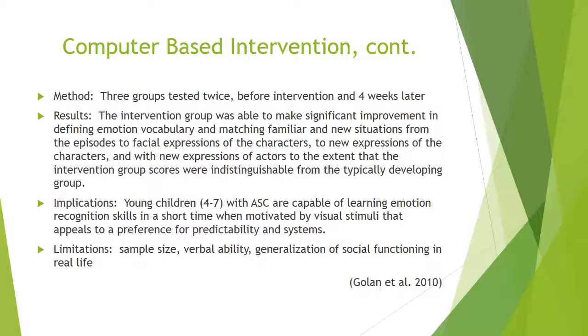And the implications is that young children, ages 4 to 7 with autism, are capable of learning emotion recognition skills in a short time, and that they were motivated by visual stimuli that appealed to their preference for predictability in systems. Limitations are the small sample size, and the participants had greater verbal ability, and there was a lack of generalization of social functioning to real life.